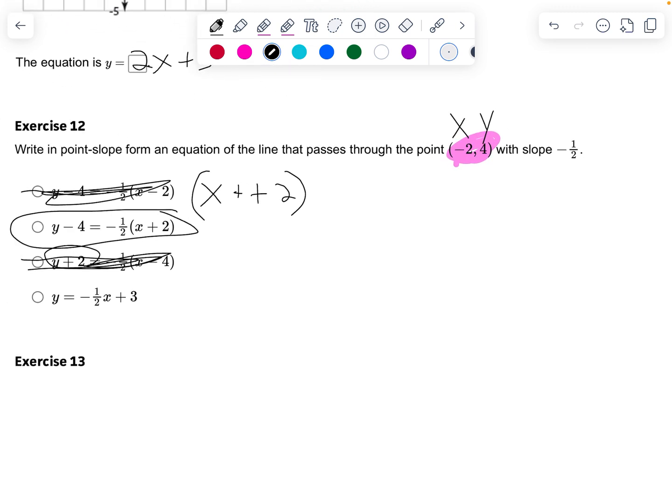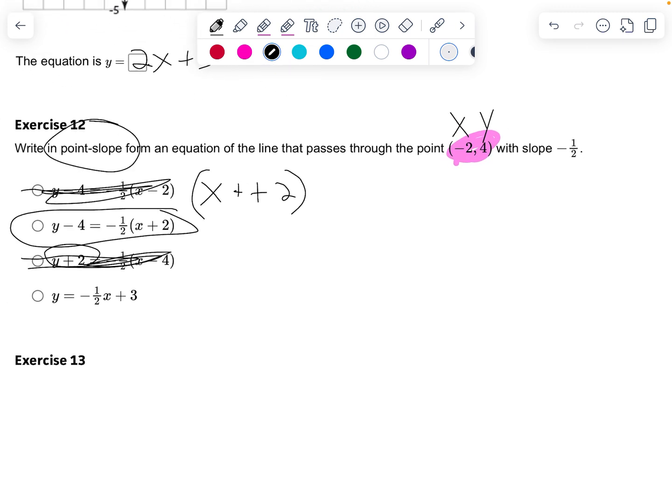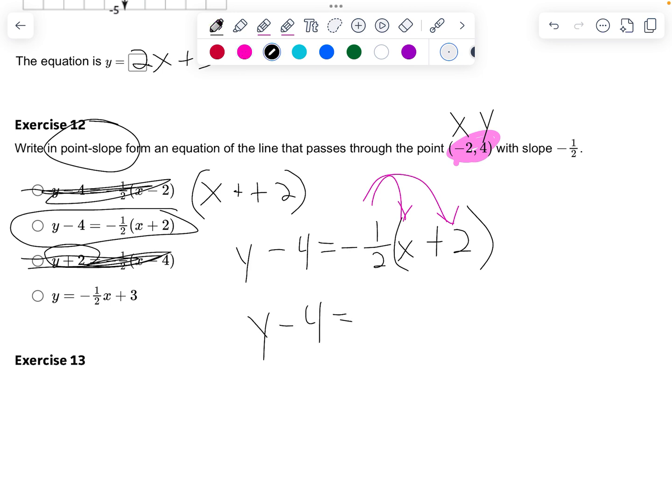I'm going to plug it in, and we'll see what we get when we simplify it and write it in slope-intercept form, okay? All right, so I'm going to plug this in. We know that this is right. So y minus 4 equals negative 1/2 times (x plus 2). We're going to multiply the 1/2 times everything, okay? So negative 1/2 times x, negative 1/2 times 2. It's going to give me y minus 4 still equals negative 1/2 x. And then half of 2 is 1, but it's negative. It's going to be minus 1, okay?